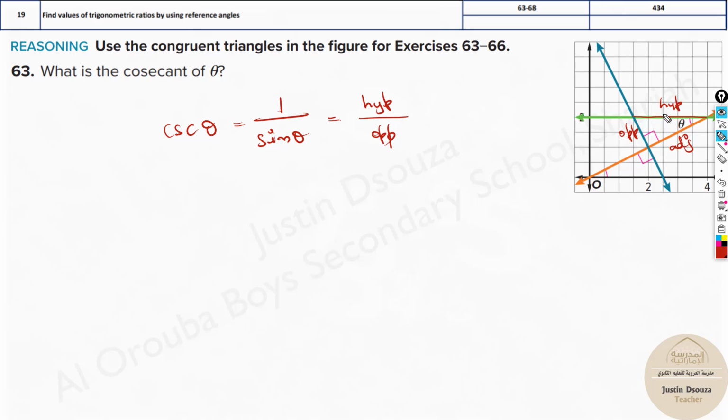Now, how do we know the measure? First, let's look at the scale. Every two blocks over here is 1 unit. So this is 1, 2, there's 3 here, and so on. Even over here, it's 1, 2, and so on. So hypotenuse is required. We know this is 1 unit, and we have 2.5 units. So we can directly write hypotenuse is 2.5 units.